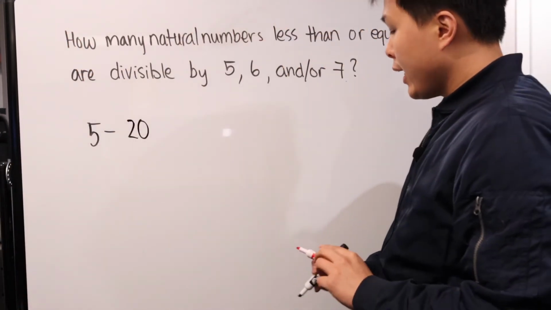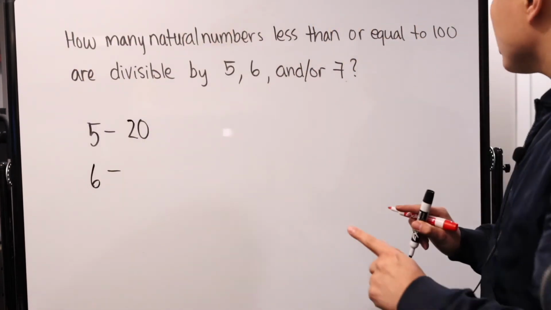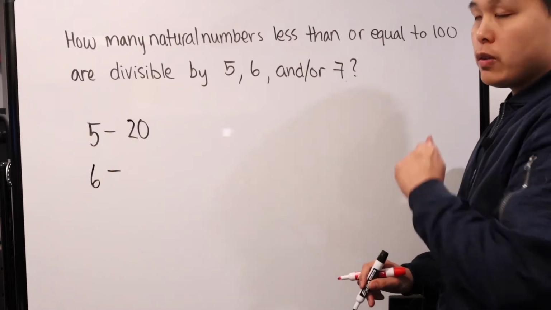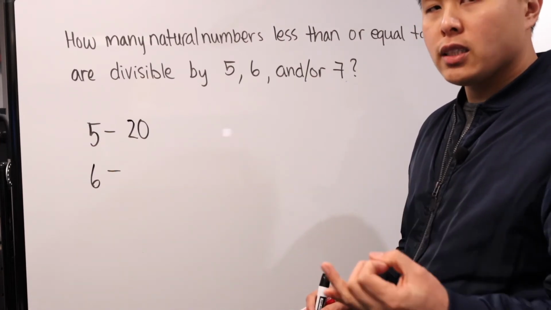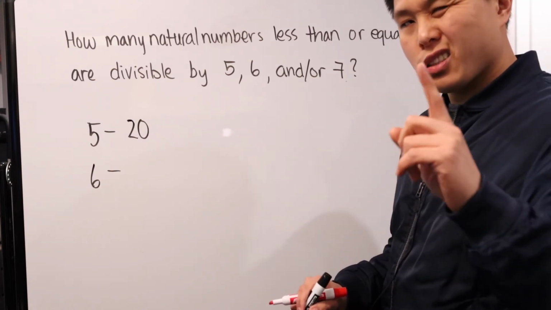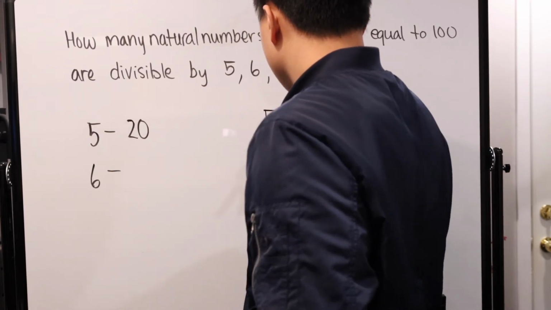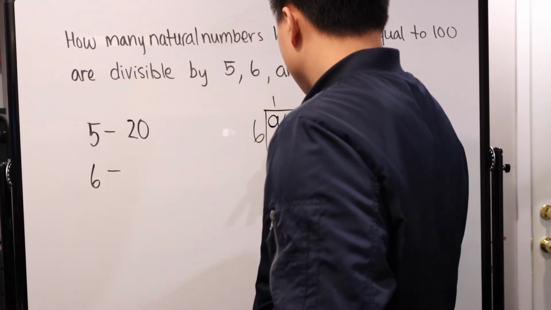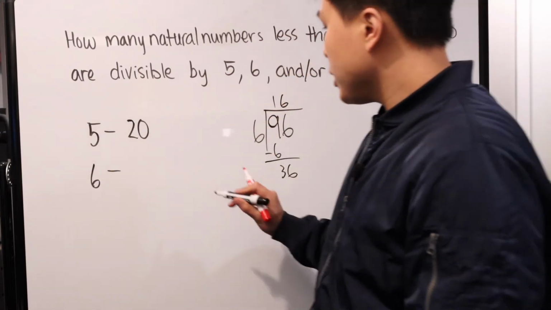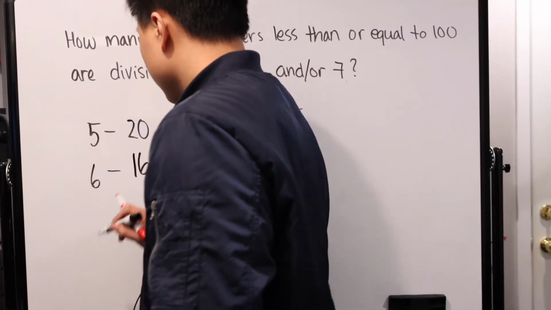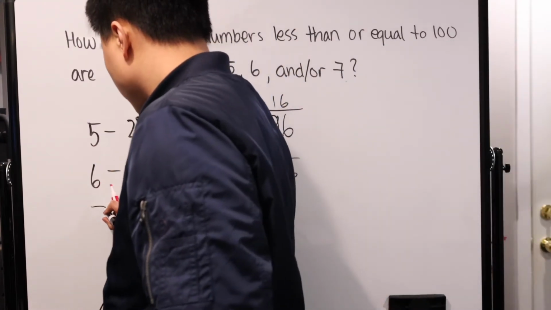Well, the next one we're looking at is 6. Now, in order to find that, we actually have to find the biggest number closest to 100 that's still divisible by 6. 99 probably doesn't work. 98 won't work. 97 won't work. 96, let's try 96. So we have 96 and we divide it by 6. 6 goes in once, subtract, 36, and then that's 16. Okay, so that means there are 16 numbers that are divisible by 6, and then the next thing we have is 7.